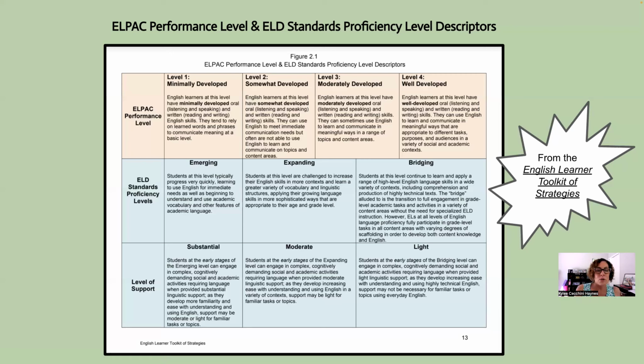And in this particular document, the next row here is: what is the level of support that a student at these different proficiency levels needs?